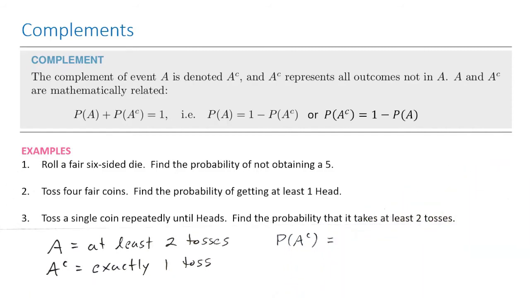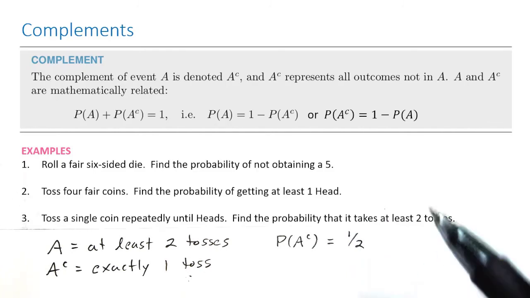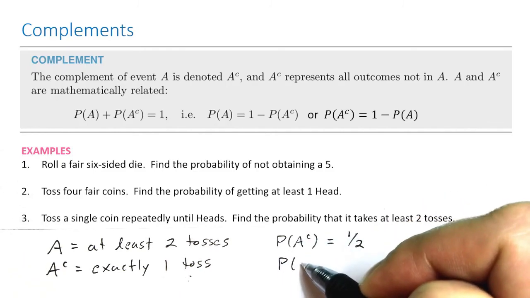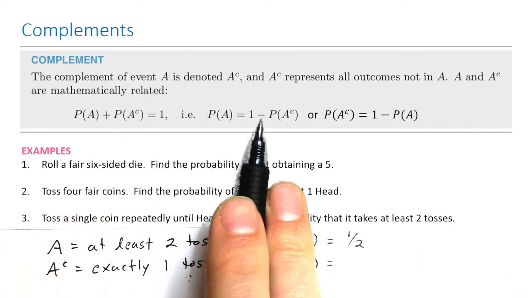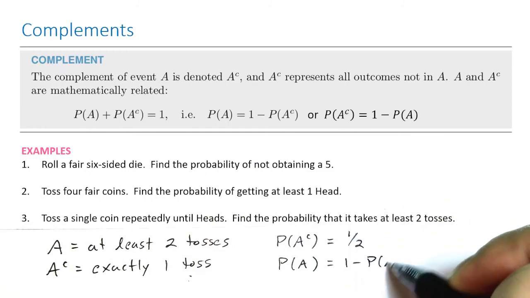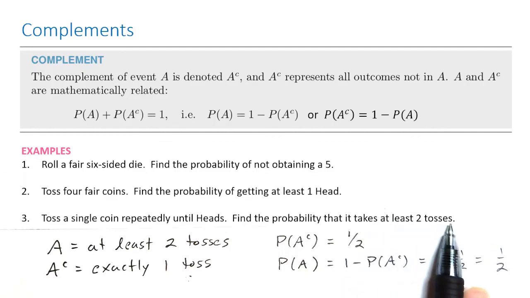And so what we'll do is compute the probability of the complement. The probability of exactly 1 toss to get heads, well, it's a coin, so it's 50-50, it's 1/2. And so if I want to know the probability of it taking at least 2 tosses, I know from the complement rule that it is equal to 1 minus the probability of the complement. That is 1 minus 1/2, which is exactly 1/2. So even though this is an event with an infinite number of possibilities, we can get at it very simply by using the complement rule.